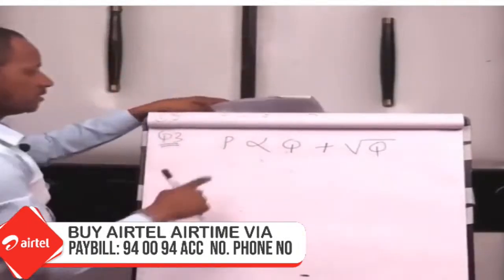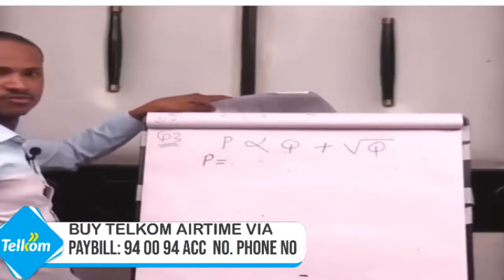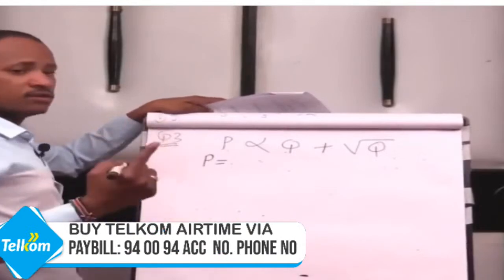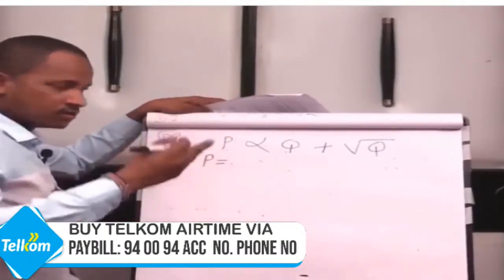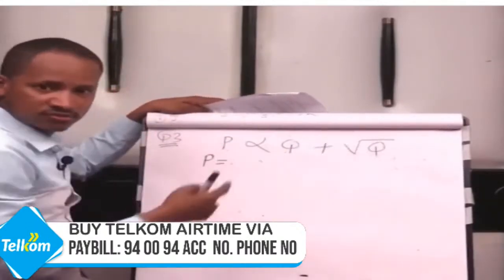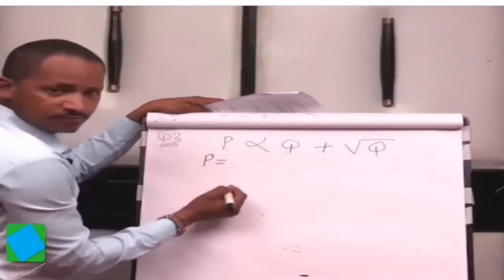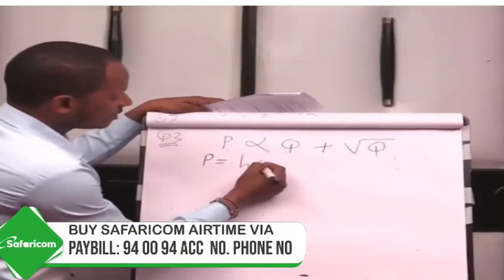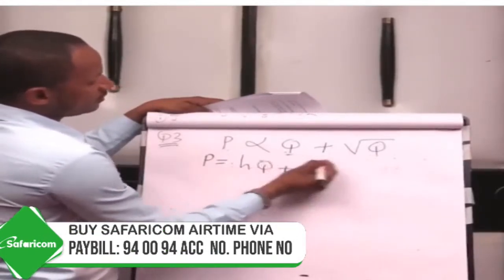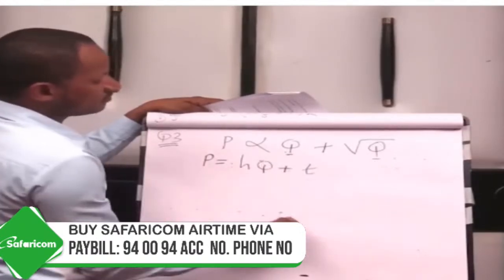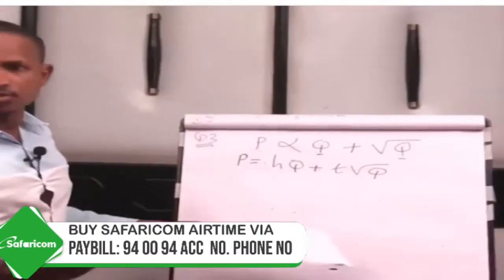First of all, before you proceed, you open this up. So when you open it, when you get rid of this sign, you replace it with an equal sign. Then you will have to introduce variables, but two variables, because they partly vary with Q and partly vary with the square root of Q. So P equals, when you replace this sign with an equal sign, then introduce a variable H, Q, plus, if you introduce a variable for Q here, you introduce a variable for the square root of Q. So let's say the variable is T, the square root of Q. Once you do that, you finish this sum. So you just do the replacement.